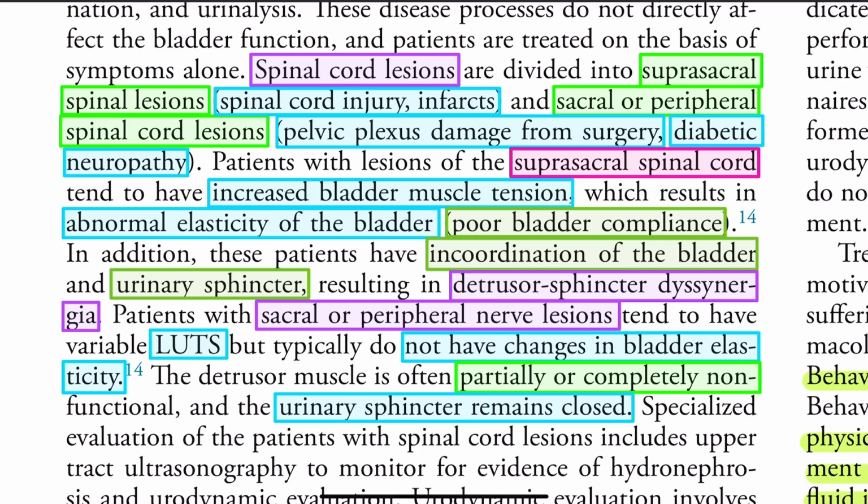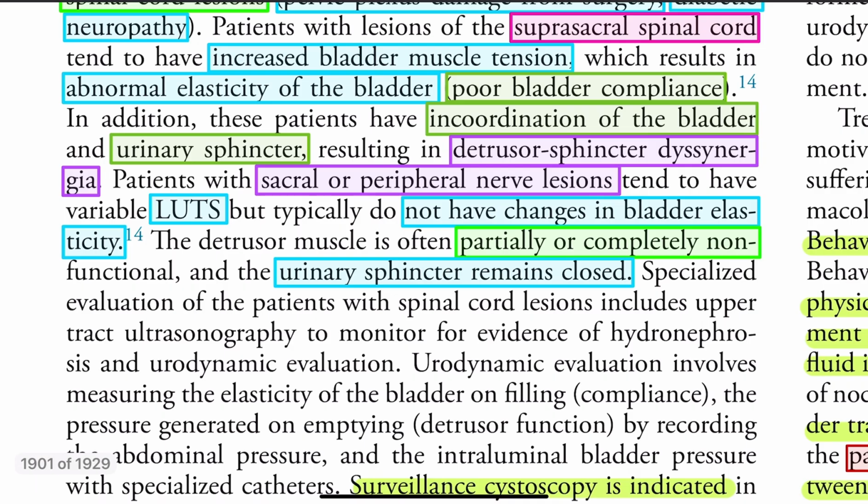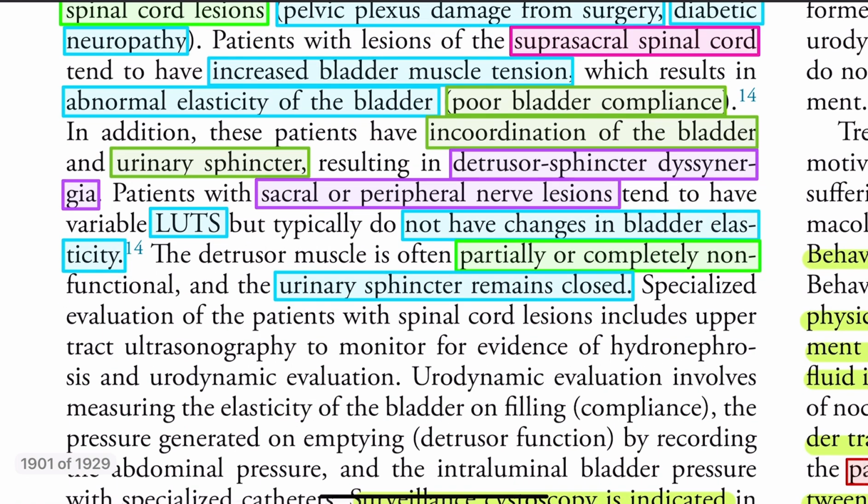Patients with sacral and peripheral nerve lesions tend to have LUTS, lower urinary tract symptoms, but do not have changes in bladder elasticity, since bladder elasticity is related to the sympathetic, not suprasacral. The detrusor muscle is often partially or completely non-functional, and the urinary sphincter remains closed. That's why LUTS is a symptom.